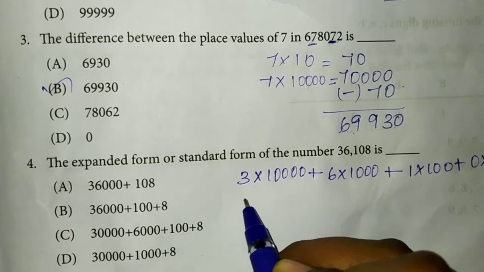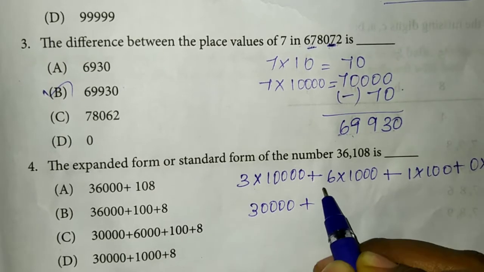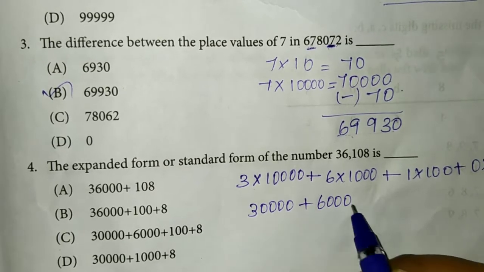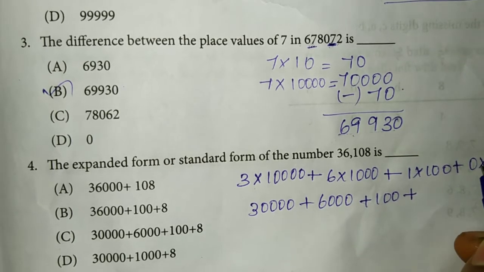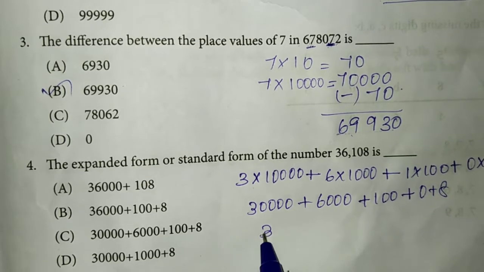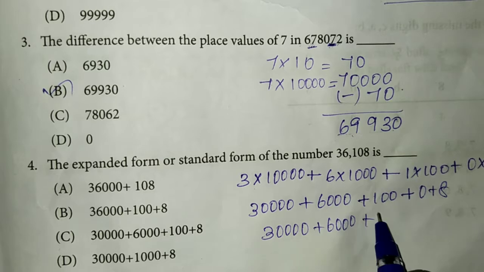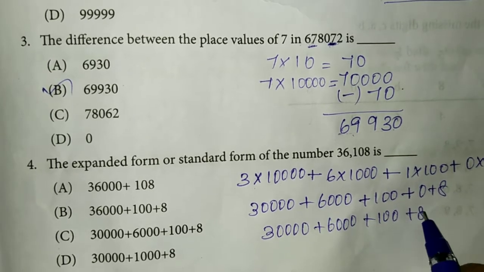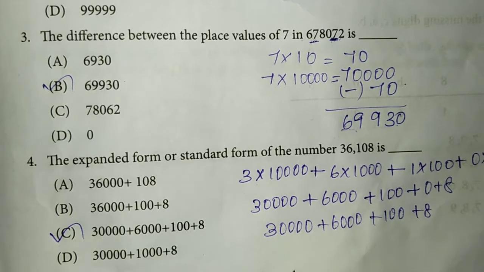Then 30,000 plus 6,000 plus 100 plus 0 plus 8. So we get the answer as 30,000 plus 6,000 plus 100 plus 8. So option C is the correct answer.